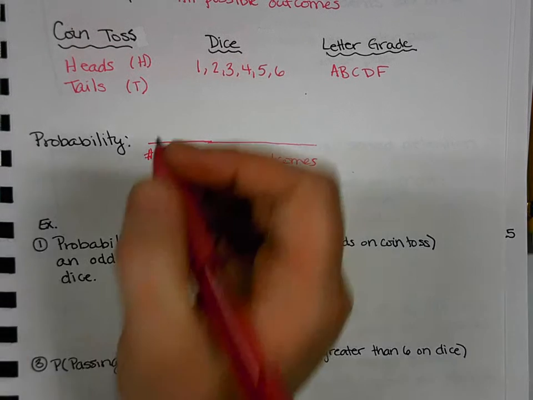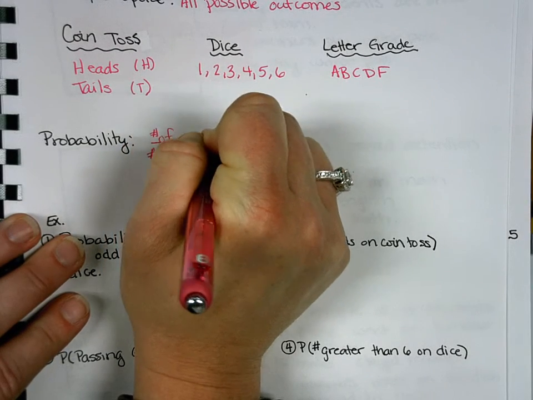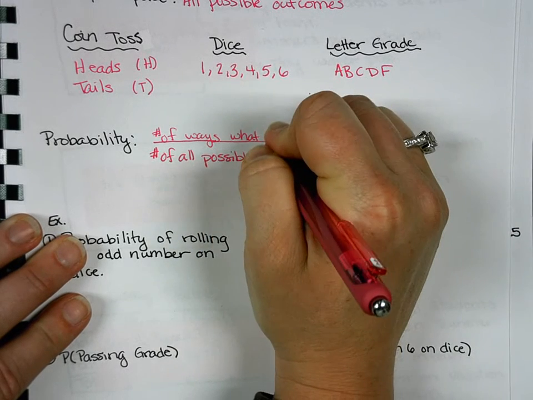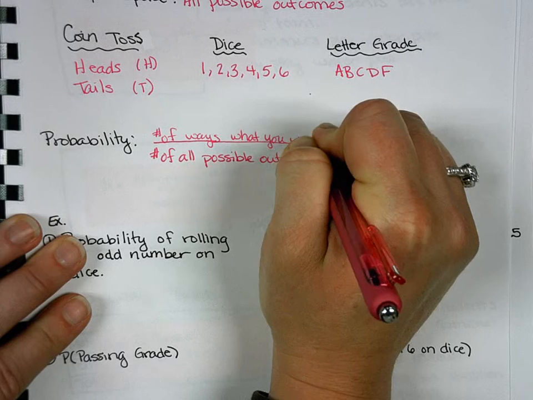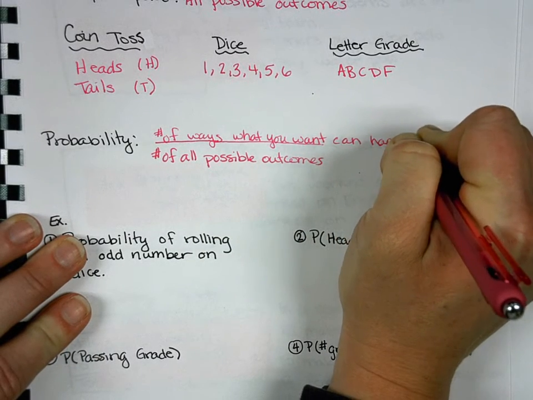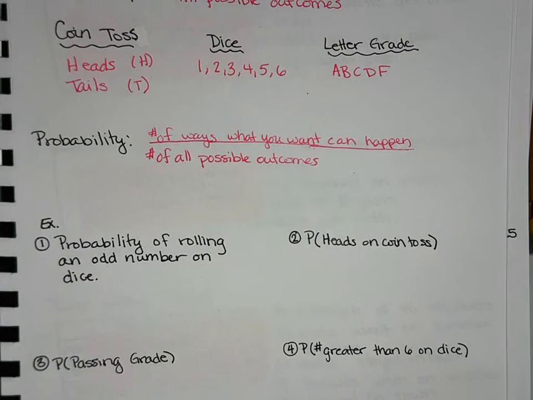On top is the number of ways what you want can happen. So when I asked earlier, what's the probability that you roll a 2 on a dice? Well, how many ways can you roll a 2? 1. How many total ways can you roll a dice? How many outcomes? 6. So 1 over 6.